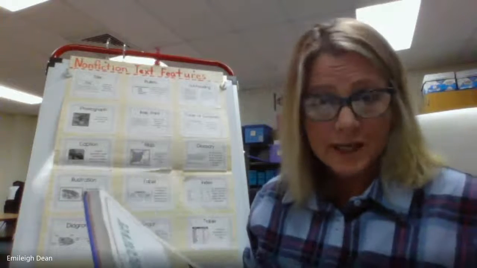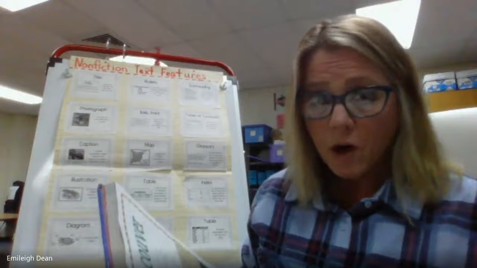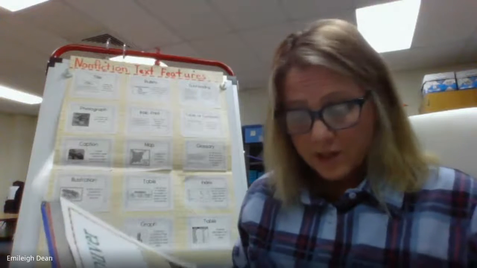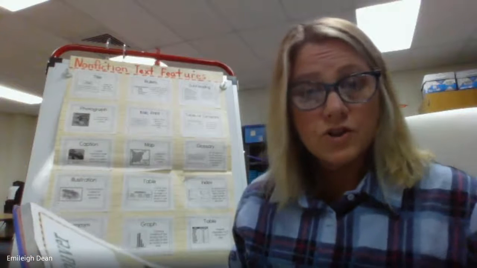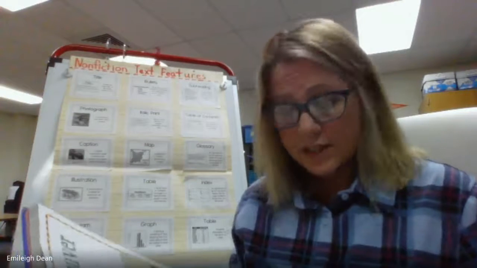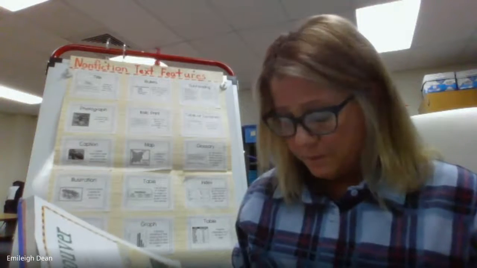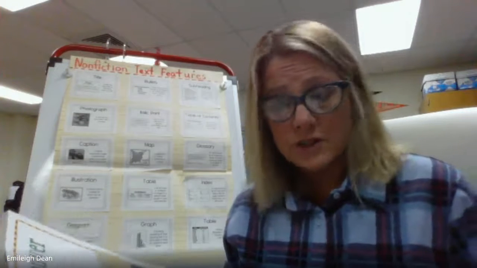So these text features help me understand how these two cities on the same continent but very far apart are similar. These text features support my understanding of how these two cities use waterways to transport goods to other countries, and they also receive goods from other countries.